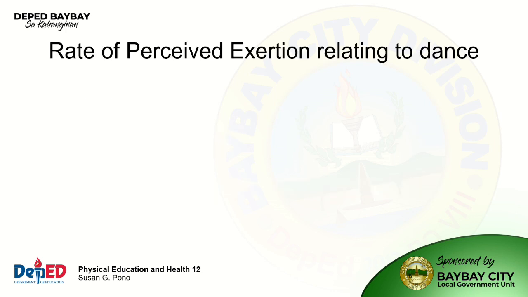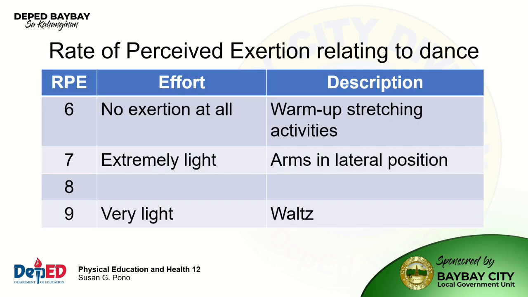The table shows the rate of perceived exertion relating to dancing activity, the RPE from 6 to 20 with effort and description. It will be your guide in determining the physical activity you will engage in, specifically related to dance exercises. For example, if your RPE is 6, it means you have no exertion at all.